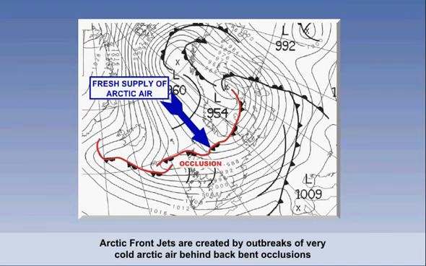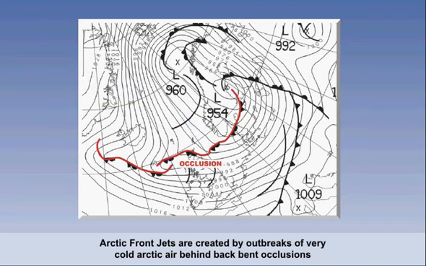This air is very cold, and it meets the relatively warmer polar maritime air at the point of the occlusion. This can be referred to as an Arctic front. In other words, a frontal boundary separating very cold Arctic air and warmer polar air. There can be enough of a temperature difference along this front to create a jet stream. This jet stream is called the Arctic front jet.